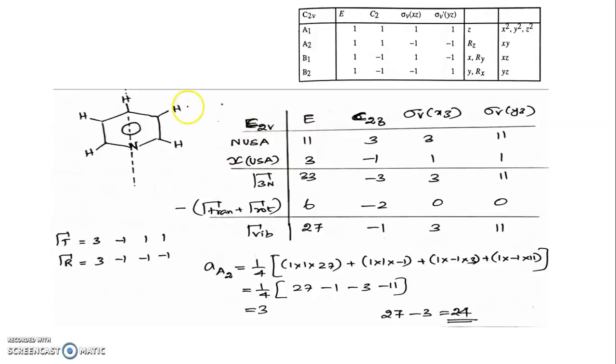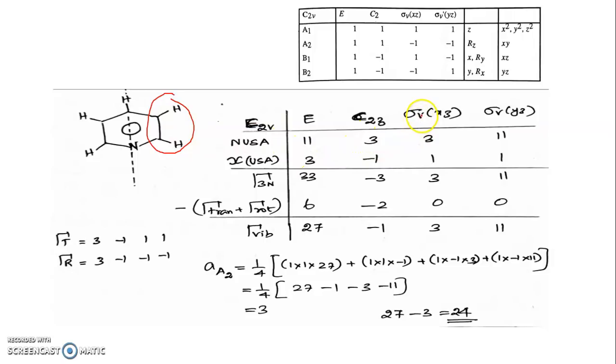Identity operation means doing nothing, all the 11 atoms remain as such. C2Z, this is the Z axis, so if you rotate by 180 degrees, what will happen? This part will go this side. See, this part of the molecule will go here and this part will come here, whereas these atoms present on this axis, that is nitrogen, this carbon and this hydrogen, these 3 atoms remain in the same position, so the number of unshifted atoms is 3.